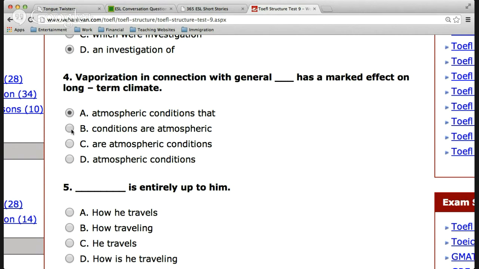They say that the answer is going to be B, but there is no comma. If they had a comma, our answer would be B: vaporization in connection with general conditions are atmospheric, comma, has a marketed effect on long-term climate. But without the comma, it would be D: vaporization in connection with general atmospheric conditions, and actually this would be vaporization has a marketed effect on long-term climate.